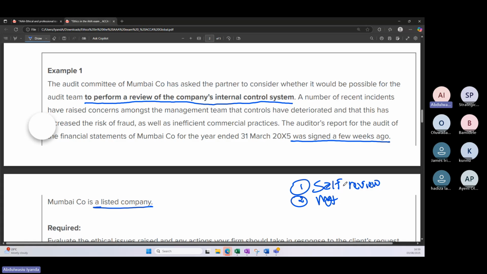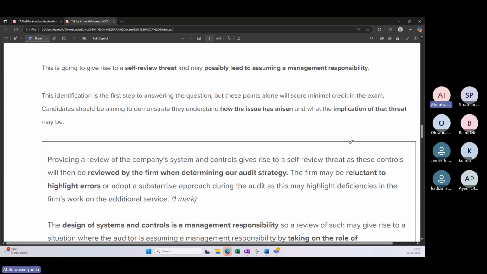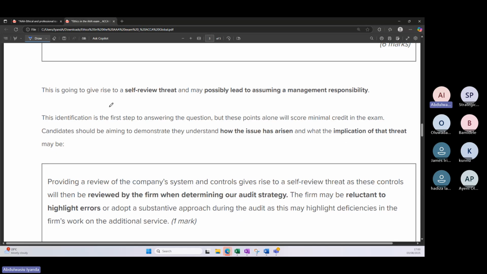Setting up an internal control, making sure that your internal control system is effective, is the responsibility of the client, not you. So that is also fine. That was the first thing that we need to do. I think they have also provided that this is going to give rise to self-review and possibly to assuming a management responsibility. So that's also like a management responsibility.